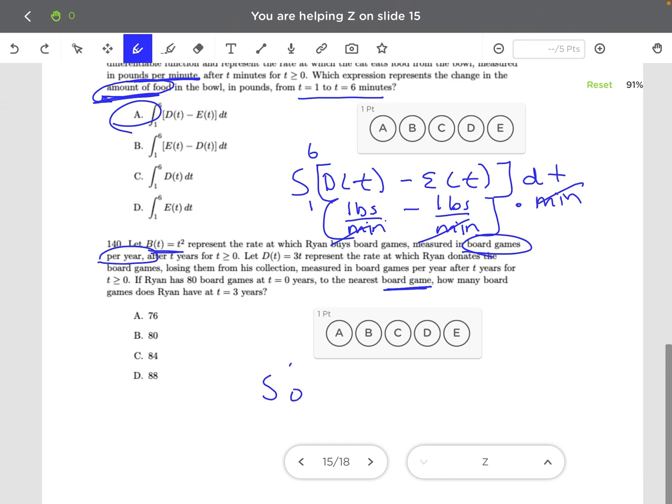And I'm going to integrate it from 0 to 3. So this is the board games that Ryan gets. And then we're going to subtract off the board games that he donates, which is D of t. But then he had 80 to start with. So we want to make sure that we add that initial value of 80. So this is what you are typing into your calculator, and you will get A.